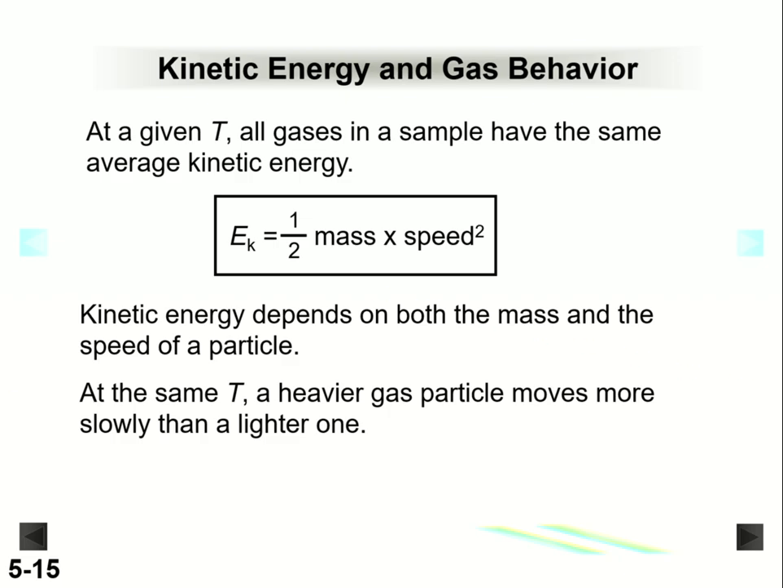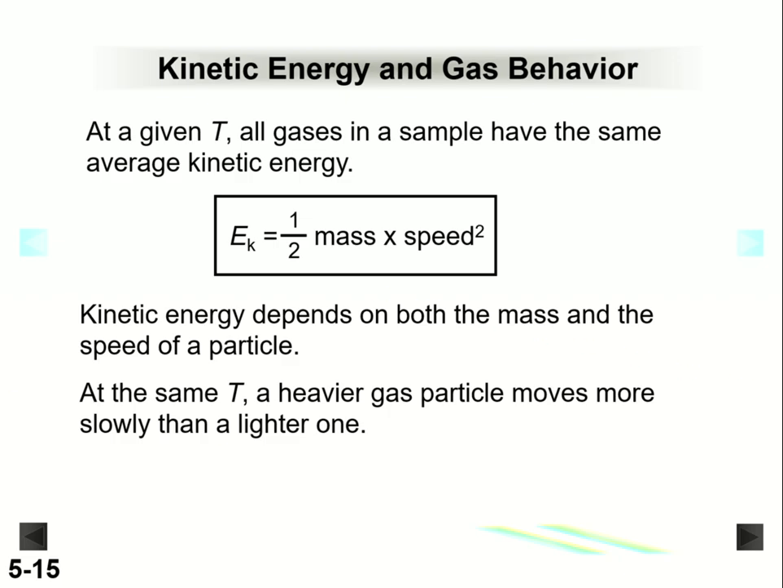At a given temperature, all the gases in a sample have the same average kinetic energy, regardless of their composition. So, for example, if I have a mixture of nitrogen and oxygen, nitrogen has a molar mass of 28 grams per mole, oxygen has a molar mass of 32 grams per mole. Even though they have different masses and different chemical compositions, at a given temperature, all the molecules have the same average kinetic energy. So that is, the nitrogen molecules have the same average kinetic energy as the oxygen molecules.